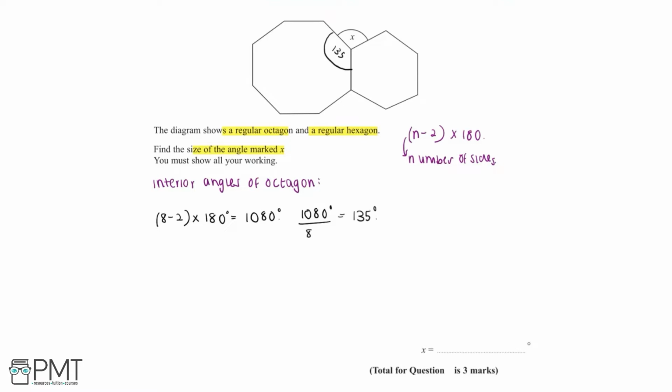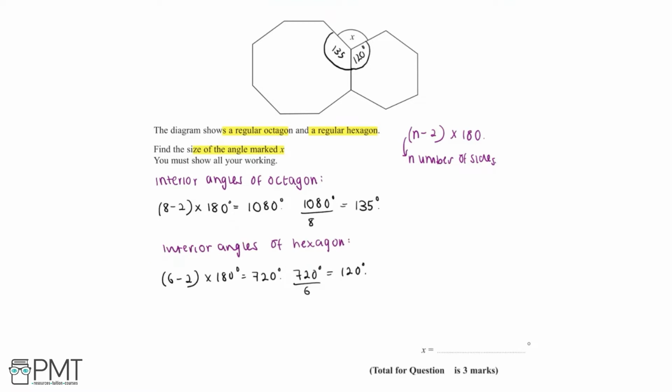Now let's do the same for the hexagon. And so using the formula n minus 2 times 180, we have 6 minus 2 multiplied by 180 degrees, which will give us an answer of 720 degrees. And so the total interior angles inside the hexagon add up to 720 degrees, and so each individual angle is equal to 720 degrees divided by 6 different angles, which is equal to 120 degrees. And so each interior angle in this regular hexagon is equal to 120 degrees, which we can label on our diagram.